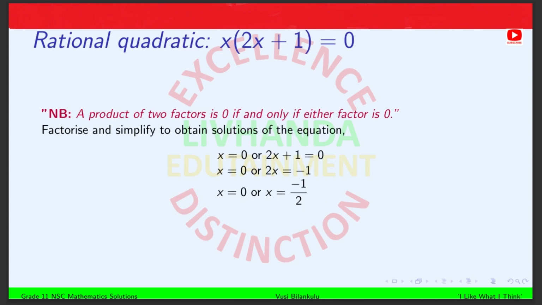Suppose you are given a quadratic equation which is formed by a product of x and 2x plus 1 equals 0. These two factors are used right away to solve for x, such that either x equals 0 or 2x plus 1 equals 0. Therefore, x equals either 0 or negative 1/2.